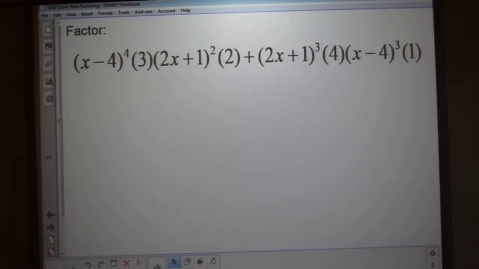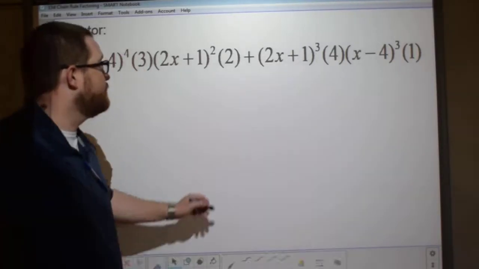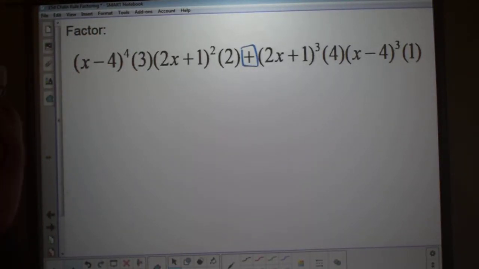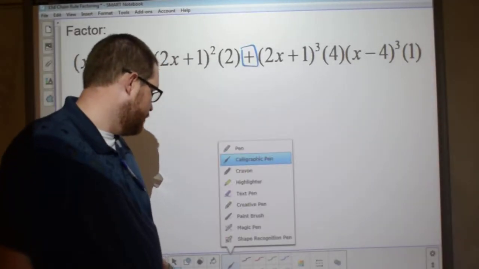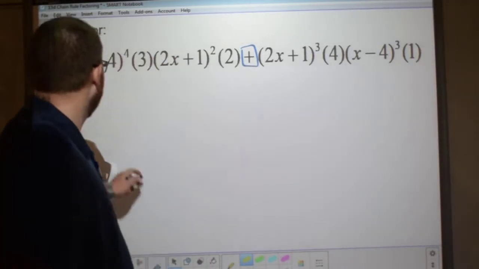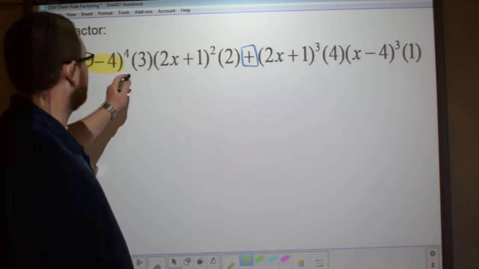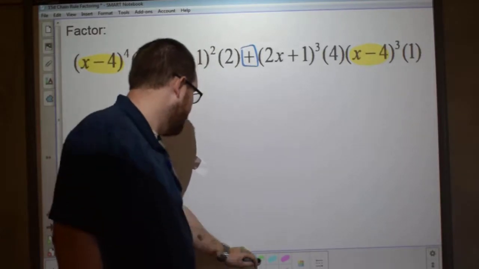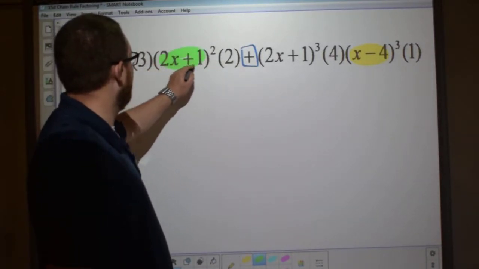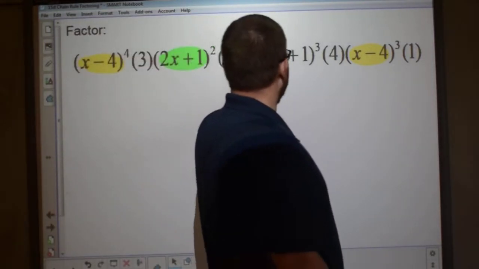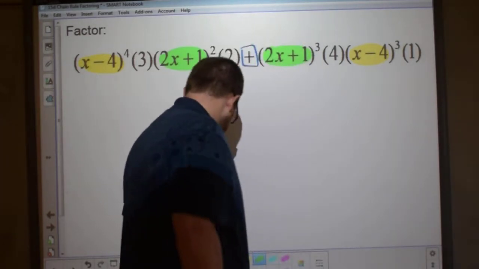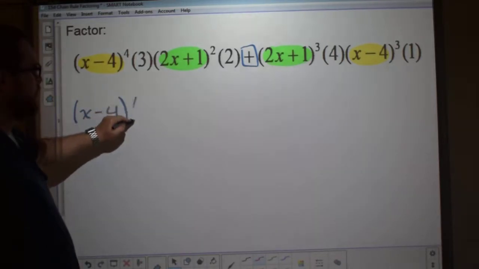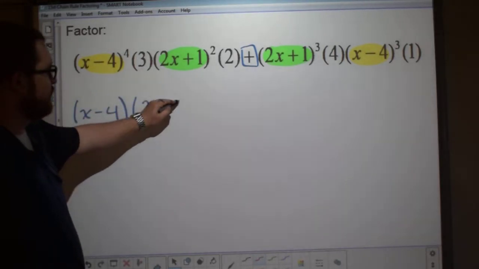Factor this. Well, it said find the plus sign. Well, here's the plus sign. It's what splits the problem into two parts. Find the binomials and highlight them. One binomial is x minus 4. Another binomial is 2x plus 1. These are what I'm going to factor out. So I'm going to factor out an x minus 4 and a 2x plus 1.